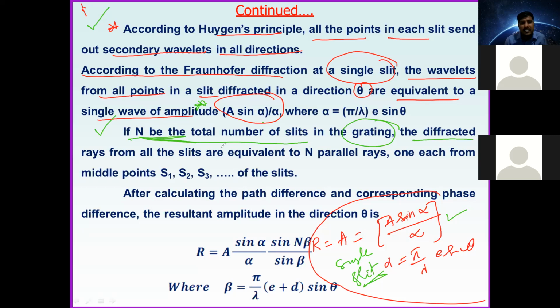The diffracted rays from all slits are equivalent to n parallel rays, each from the middle points S1, S2, S3, up to Sn.